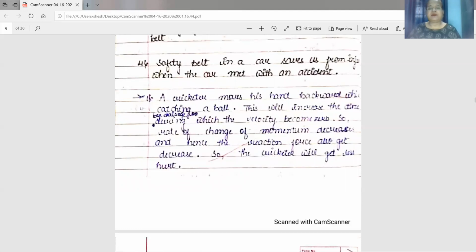By doing so, he is increasing the time during which the velocity becomes zero. So the rate of change of momentum will get decreased and hence the reaction force will also get decreased. So the cricketer will get less hurt.